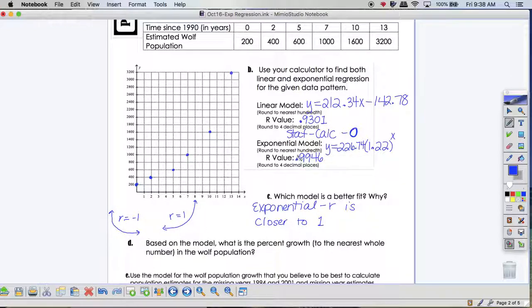We're not going to say that if it's close to 1, it's going to make a perfectly straight line. That means it's going to be close to making a perfect exponential decay or growth curve.